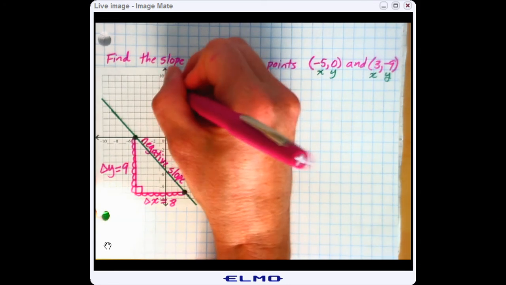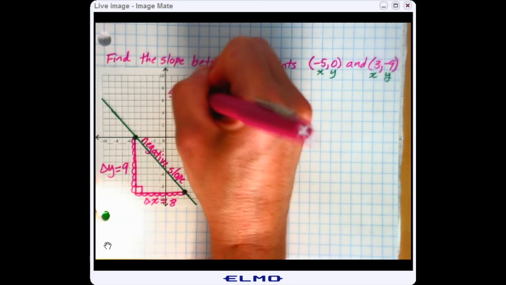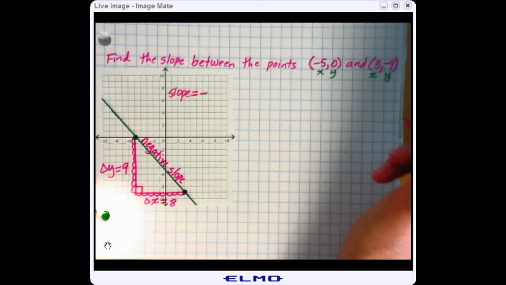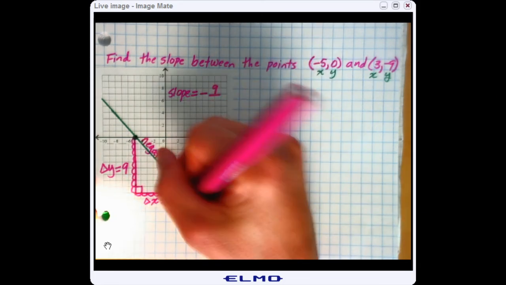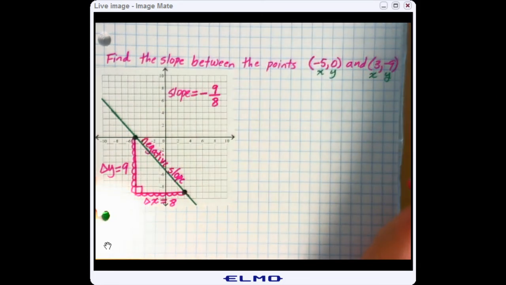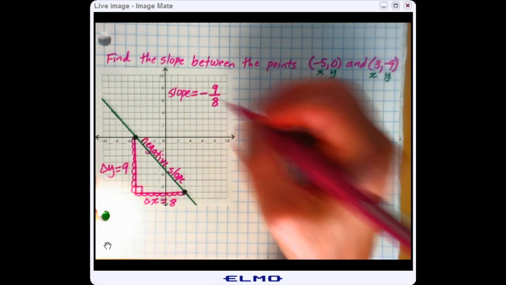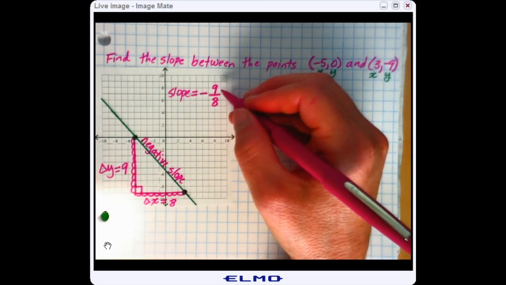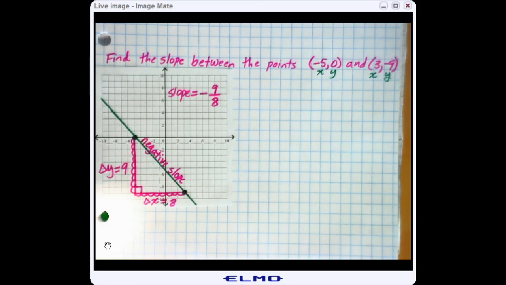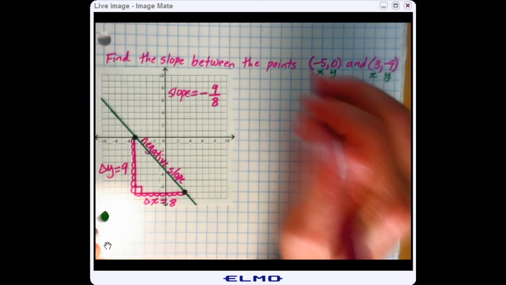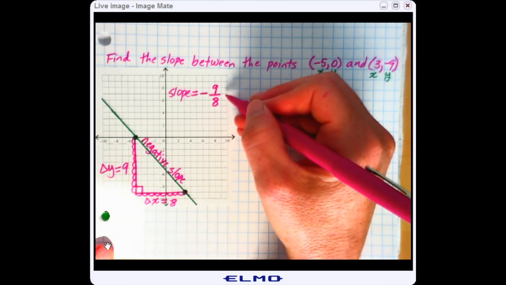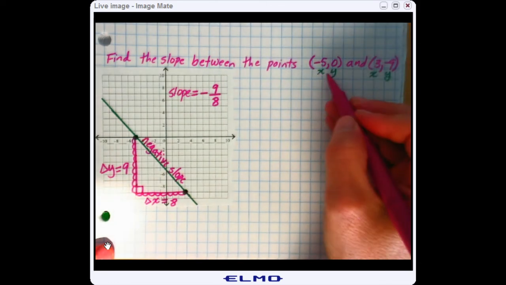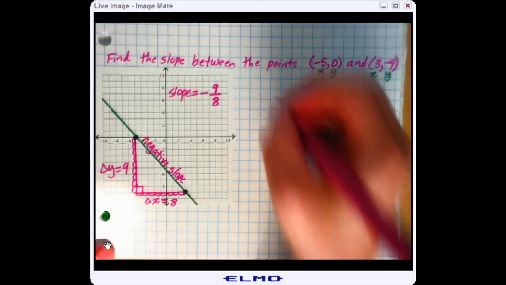So when I write my final slope, my line is going down, so I know my slope needs to be negative. And then I have my change in y over my change in x. And my final slope is negative 9 over 8 because I cannot reduce it. We also do not want to change our slope into a mixed number because it's just going to make our lives a little harder later. So it's perfectly fine to leave it as an improper fraction like this as long as it's reduced as much as possible.